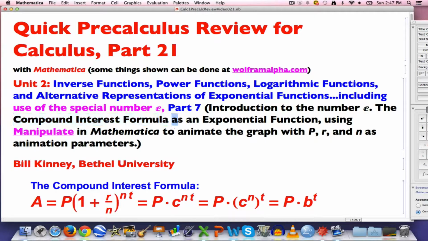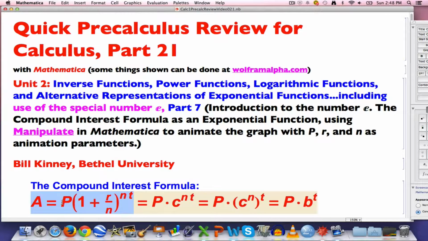Also in Part 7 of Unit 2, we're going to think of the compound interest formula in its most natural form as an exponential function of time, and as we often do, we'll use Manipulate in Mathematica to animate the graph with P, r, and n as animation parameters, meaning think of this as a function of t for fixed P, r, and n. However, different values of P, r, and n will give us different graphs, and we can see how the values of P, r, and n affect the graphs.